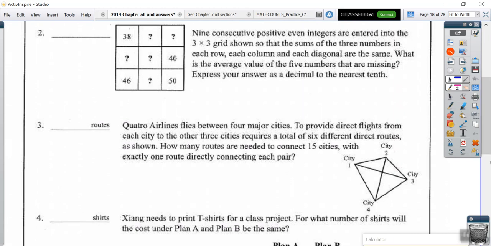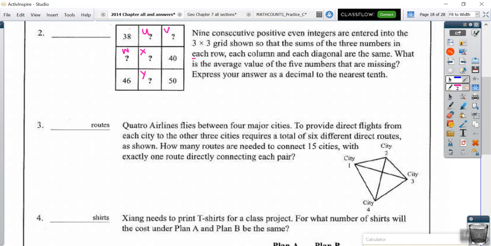So problem 2, 9 consecutive positive integers are entered into the 3 by 3 grid shown there, so that each row, each column, and each diagonal are the same. What is the average value of the 5 numbers that are missing? Express your answer in a decimal to the nearest tenth. To make this easier on us, we're going to label each question mark with a variable. So I'm just going to go U, V, W, X, and Y.